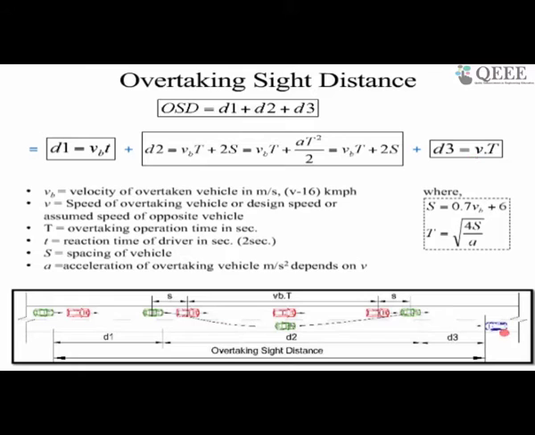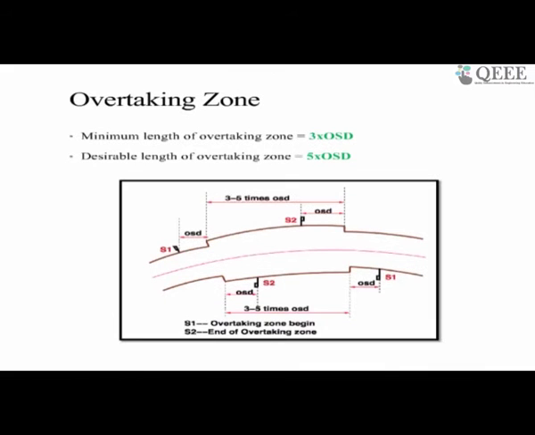D3 is nothing but the design speed of the vehicle coming from the opposite side. Please remember, the opposite side vehicle doesn't need to slow down, because they are not following any vehicle; they are just coming at their design speed V. The time is the total overall time of the overtaking operation. So this time times design speed will give you D3. Together, that gives you the overtaking sight distance.